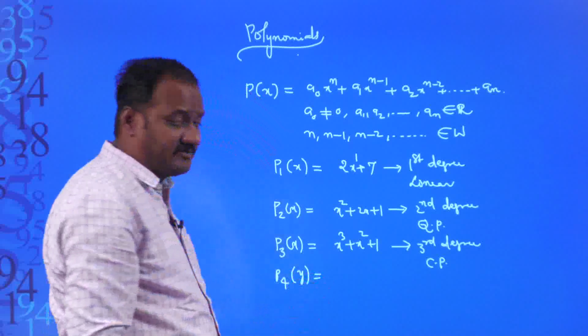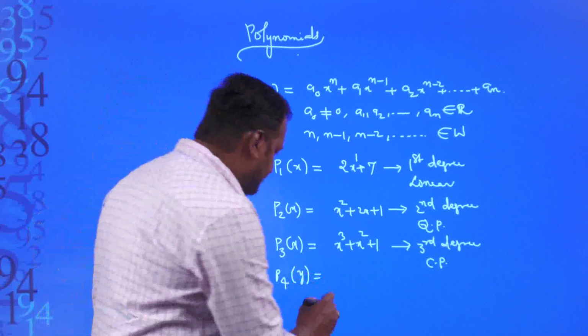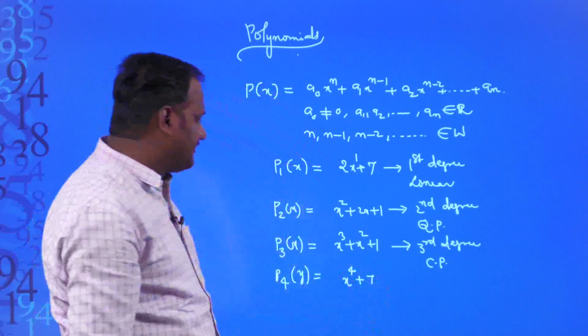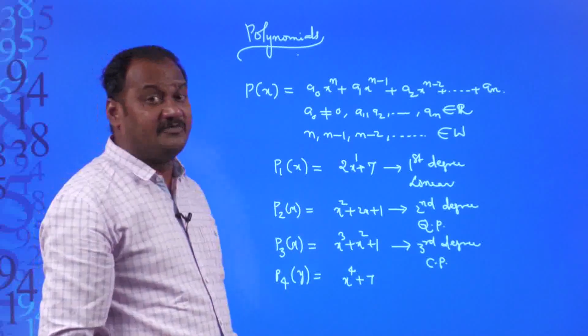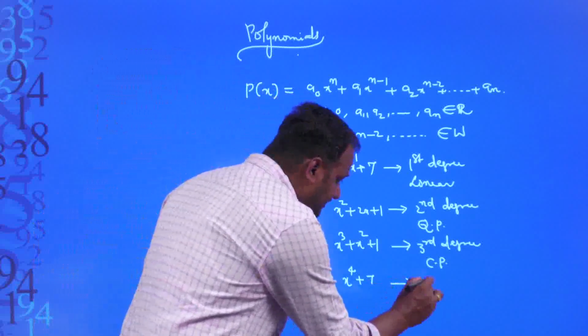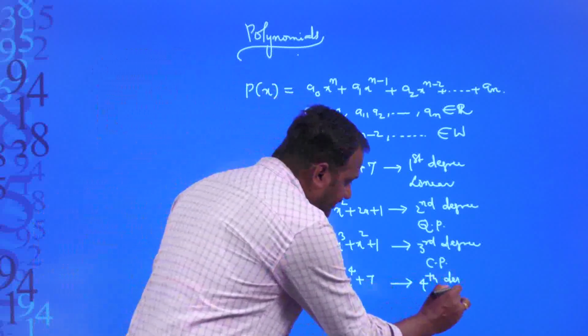Now I am going to write a polynomial in terms of y. This is y to the power of 4 plus 7. This polynomial is of degree 4. So, what is the name of this polynomial? You can call it as fourth degree polynomial.